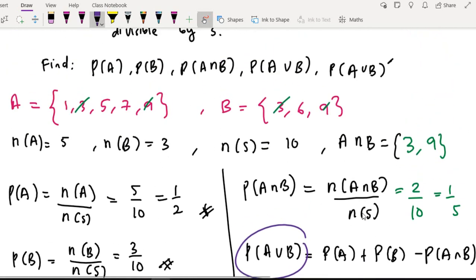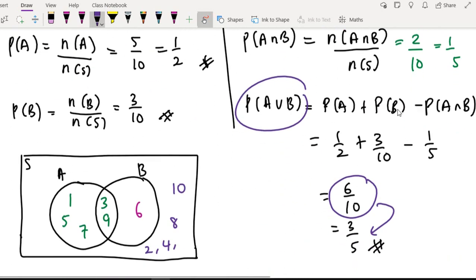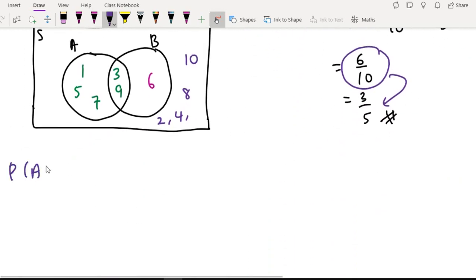And now we need to find the probability of A union B complement, or prime.